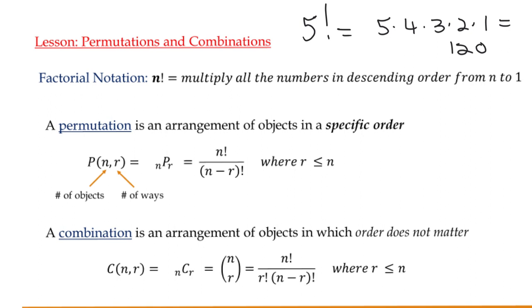A combination is an arrangement of objects in which order does not matter. It can be shown as capital C and in parentheses n comma r, where n again is the number of objects and r is the number of ways. It can also be shown as capital C with subscripts of n and r, or it could be shown in parentheses n over r. The formula for a combination is n factorial over r factorial times n minus r factorial.